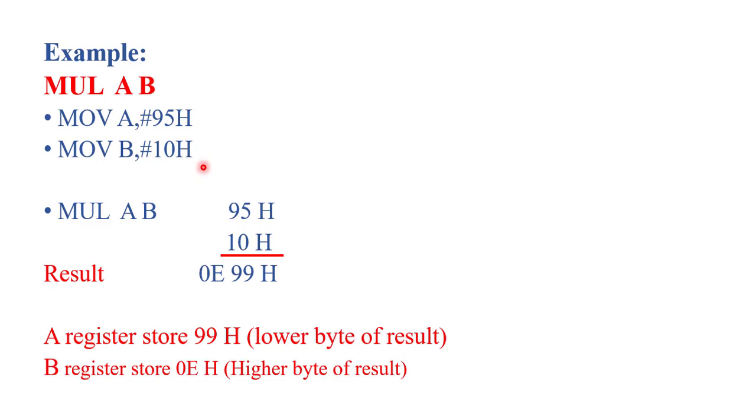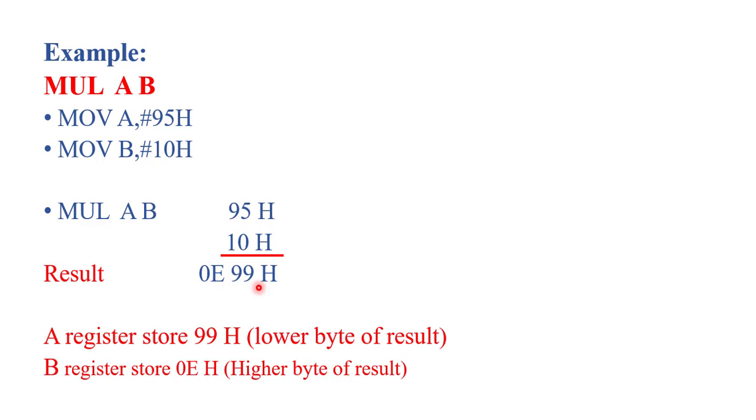When this instruction is executed, the B register is loaded with 10H. Then when MUL AB is executed, we perform multiplication and the result is 0E99H. 99H is the lower byte of the result and 0E is the higher byte. I have already told that the lower byte of the result is stored in the accumulator register and the higher byte of the result is stored in the B register.